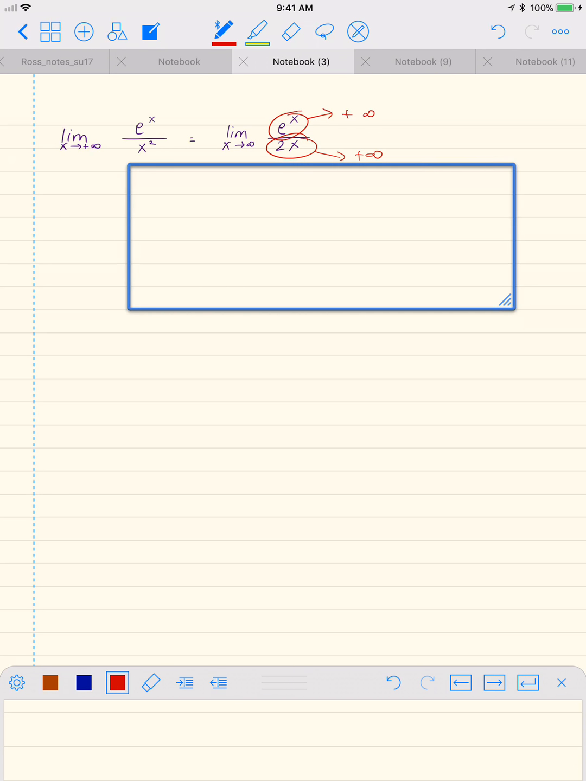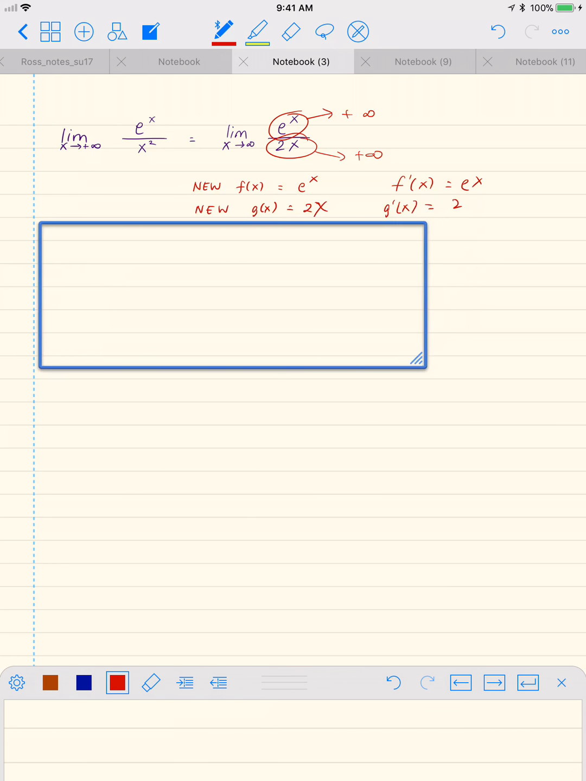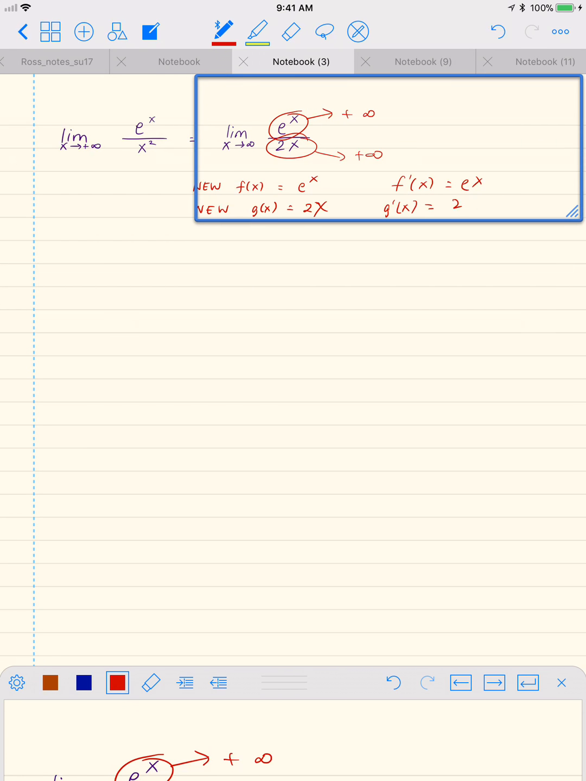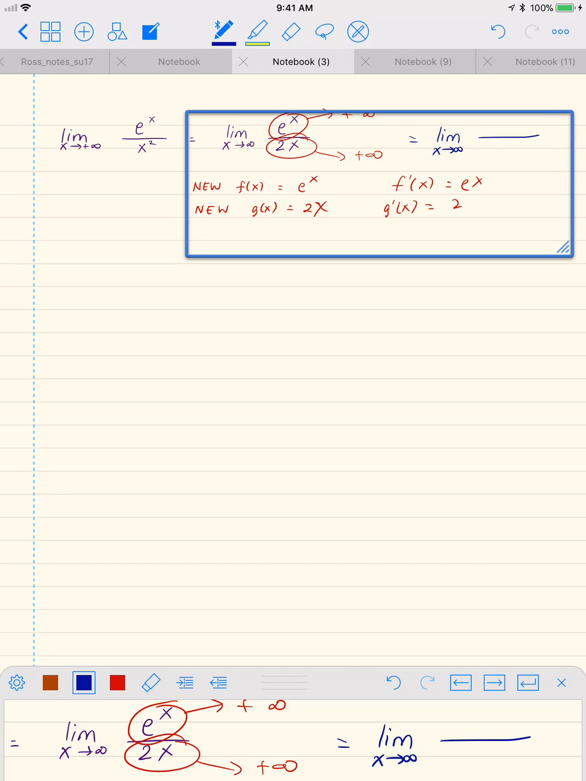So now our new f of x is equal to e to the x, and our new g of x is equal to 2x. So g prime of x is going to be 2, f prime of x is going to be e to the x. Okay, so we've got that this limit is equal to the limit as x goes to infinity. We need the derivative of the numerator, which is going to be e to the x, and the derivative of the denominator, which is going to be 2, right?